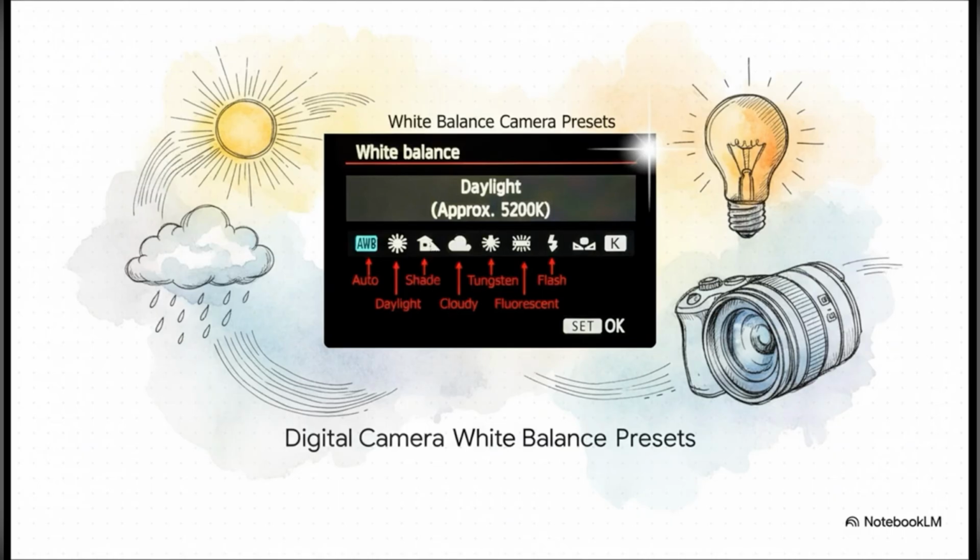The great news here is that you absolutely do not have to memorize a bunch of complex Kelvin numbers. Modern digital cameras offer incredibly easy-to-use white balance presets. You simply match the icon to your environment. Choose the little sun for daylight, the cloud for an overcast sky, or the light bulb for tungsten lighting indoors. It's a remarkably simple fix that completely transforms your color accuracy.